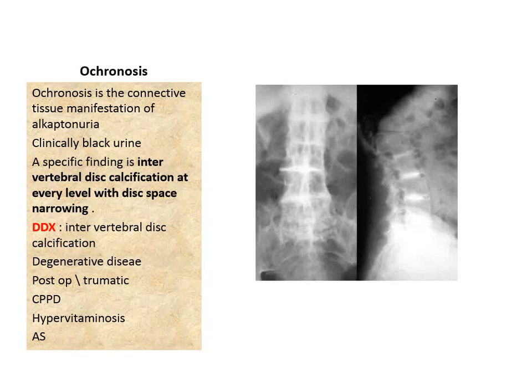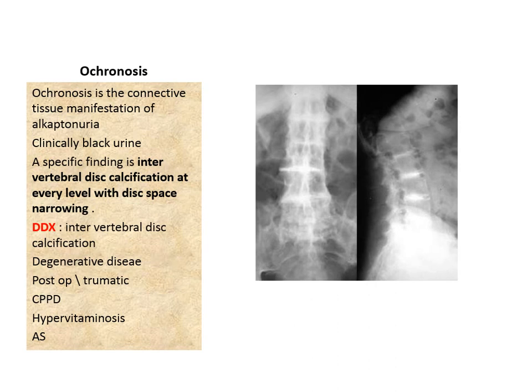Another entity is ochronosis. Ochronosis is the connective tissue manifestation of alkaptonuria. Clinically, there is black urine, but the specific finding is intervertebral disc calcification at every level with disc space narrowing.